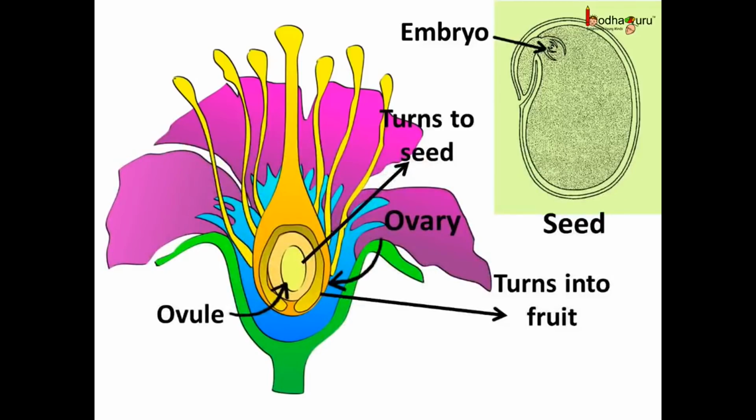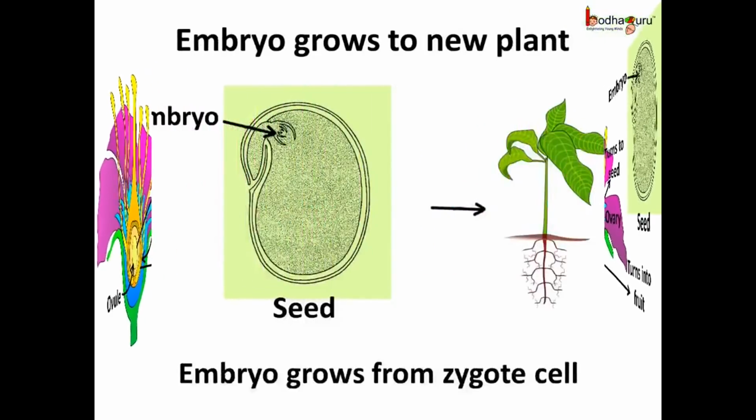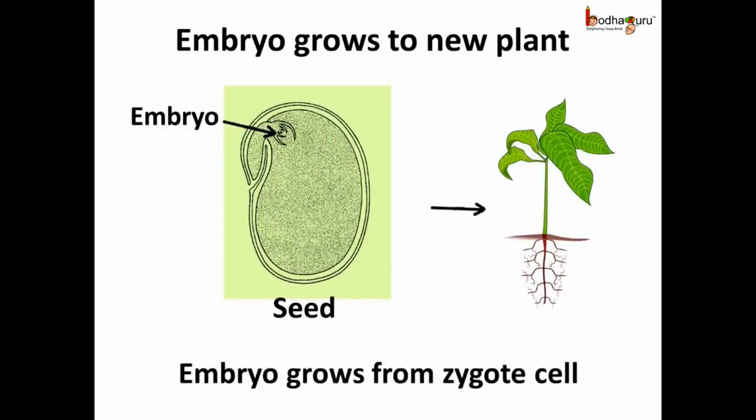Now let us see what exactly happens after the pollination. As we saw, after the pollination, the ovary swells up, turns into the fruit, and the ovule inside the ovary turns into the seed. The new plant develops from the embryo inside the seed. This embryo develops from a single cell zygote. The zygote develops into the embryo, then embryo develops into the baby plant. So all starts from a single cell zygote. Let us see how the zygote is formed, starting from the beginning.